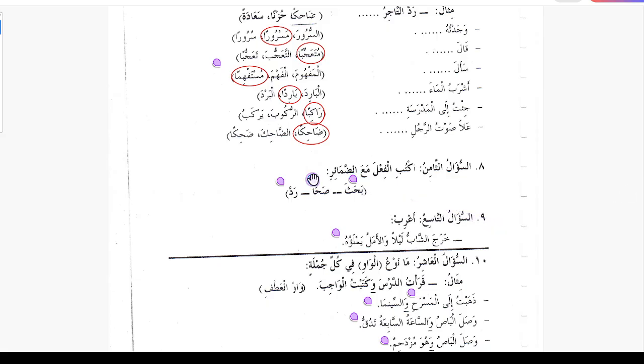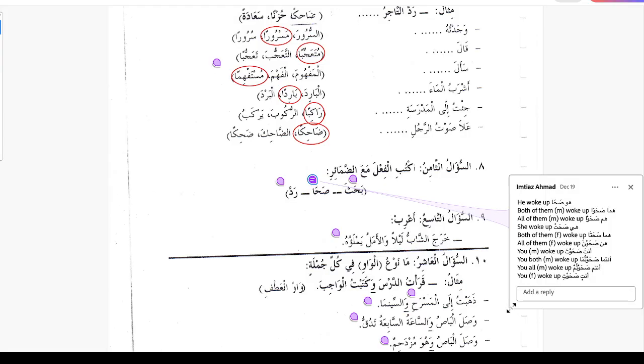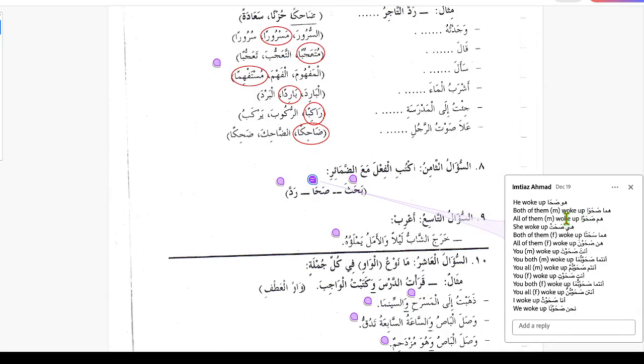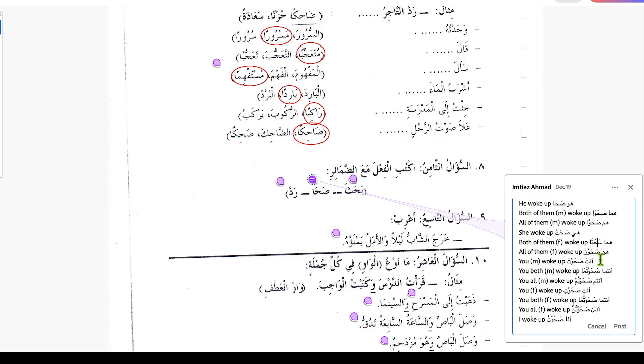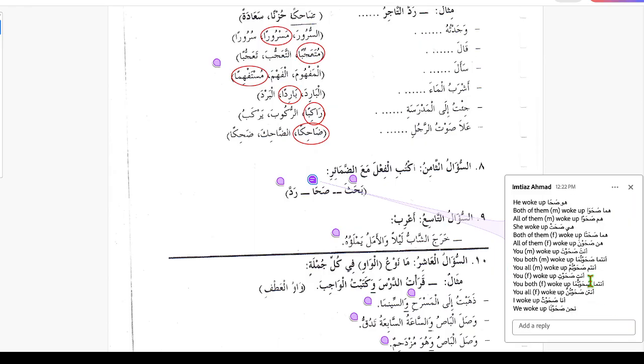Similarly, saha, to wake up. So here is the conjugation of this verb. Huwa saha, huma sahau, hum sahawa, hiya sahat, huma sahata. Hunna sahauna, anta sahauta, antuma sahautuma, antum sahautum, anti sahauti, antuma sahautuma, antunna sahautunna, ana sahautu, nahnu sahauna.